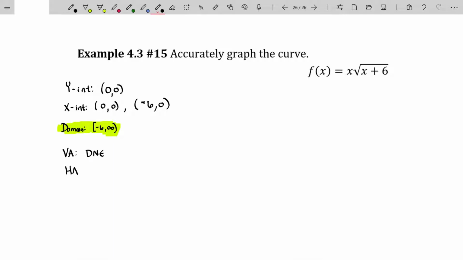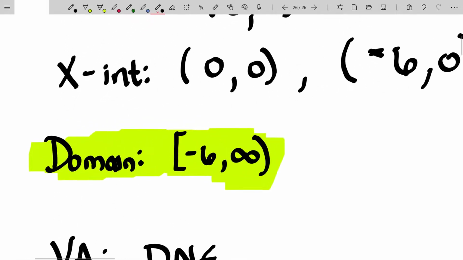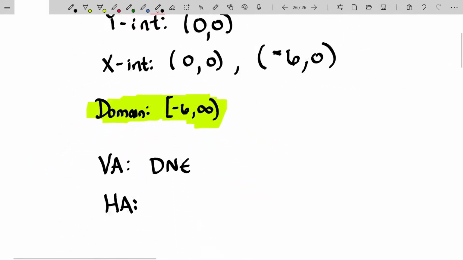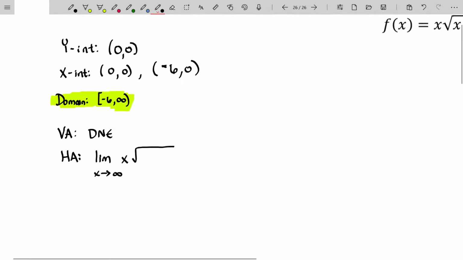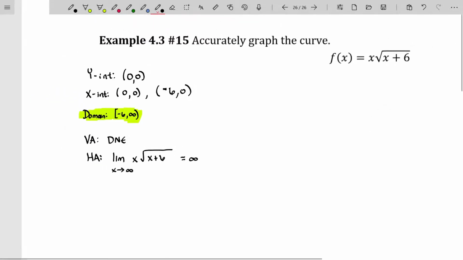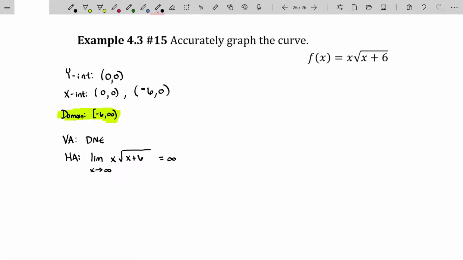Horizontal asymptotes occur at the end of a function's domain. The domain of this function, as I've highlighted, goes from negative 6 to infinity. So to see if you have a horizontal asymptote, check the limit as x goes to positive infinity of your function, which is x times the square root of x plus 6. You can see that would be infinity times infinity, or infinity. So there is no horizontal asymptote.